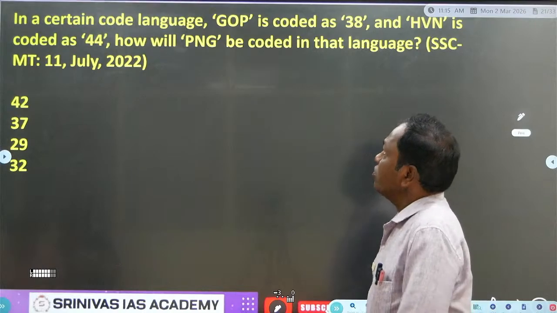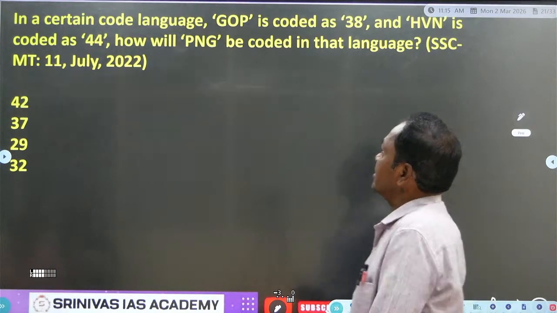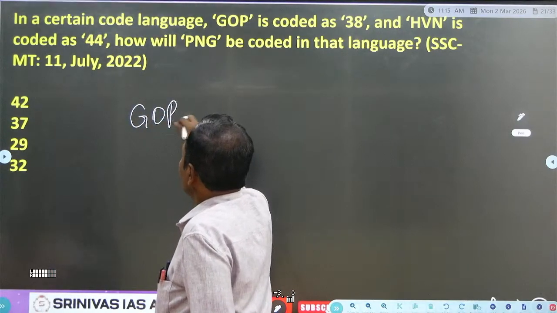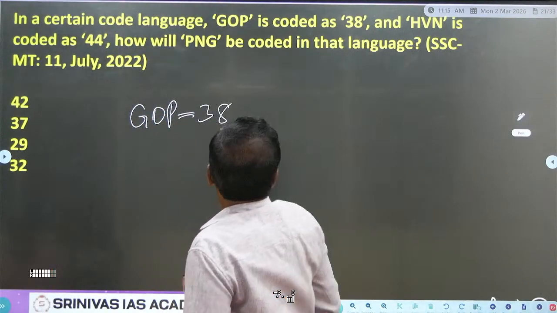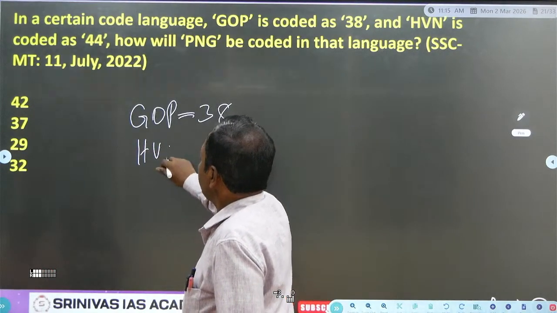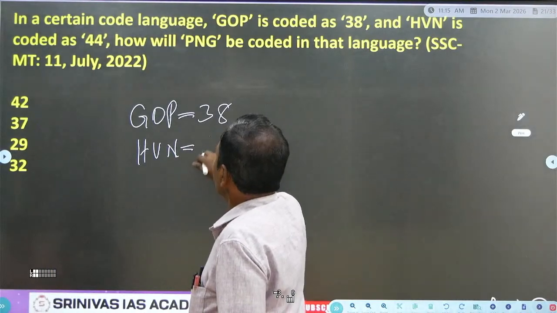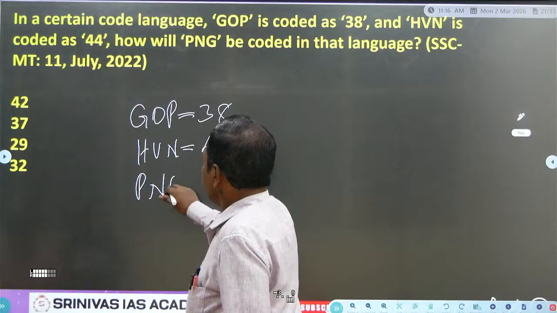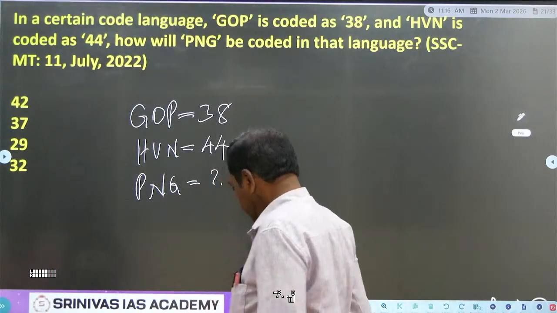Now, in a certain code language, GOP is coded as 38. HVN is coded as 44. How will PNG be coded in that language?